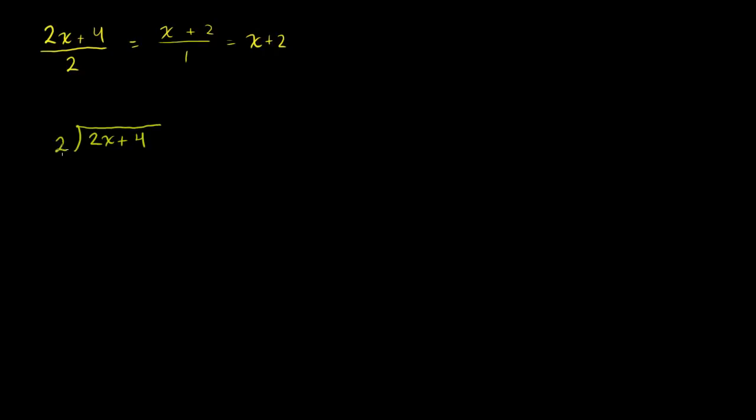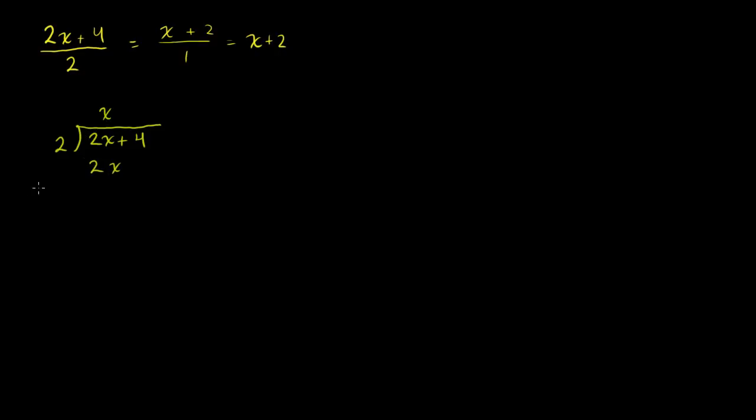You would always start with the highest degree term. 2 goes into the highest degree term, and you would ignore the 4. 2 goes into 2x how many times? Well, it goes into 2x x times. And you put the x in the x place. x times 2 is 2x.